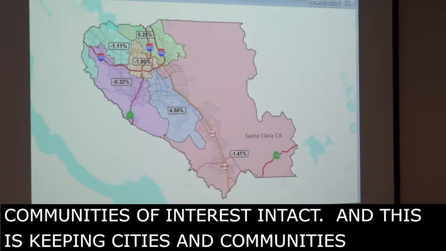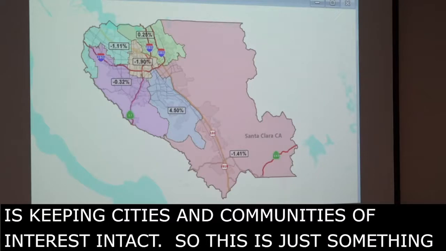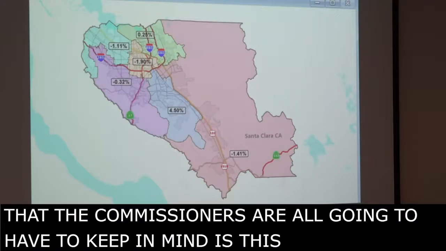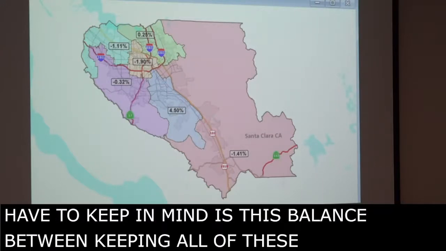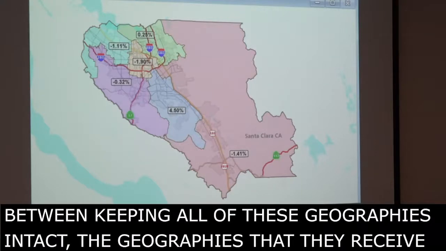So this is just something that the commissioners are all going to have to keep in mind, this balance between keeping all of these geographies intact, the geographies that they receive from the census and the geographies that they receive from the community.